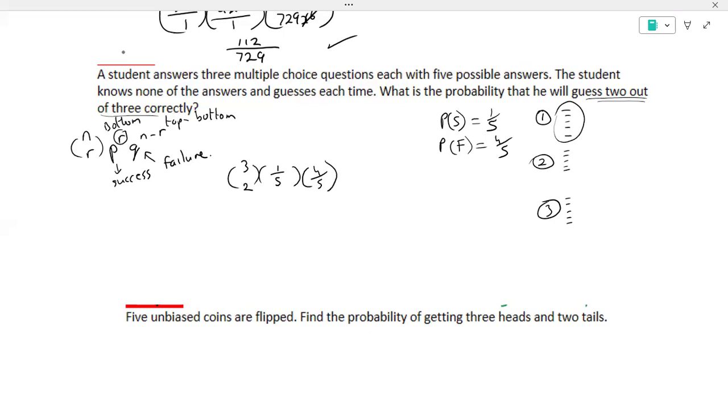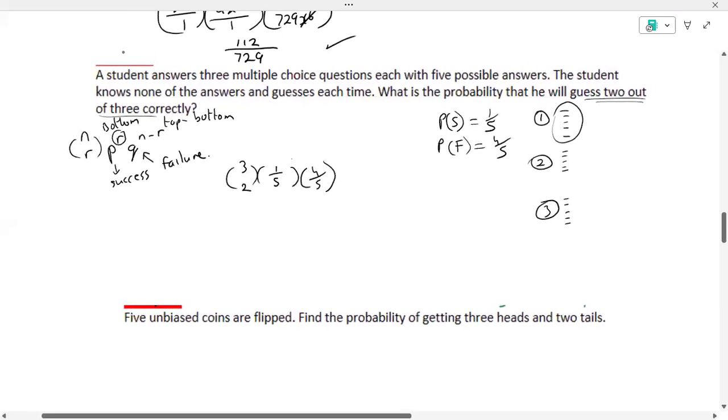So what do I do with the powers? I follow my formula. Because 2 is on the bottom, the 2 goes there. And because 3 take 2 is 1, 1 goes there. It kind of makes sense, because what you're saying is that you're doing a power of 2 for the success, because he's guessing 2 out of the 3 correctly. And then there's 1 chance of failure.